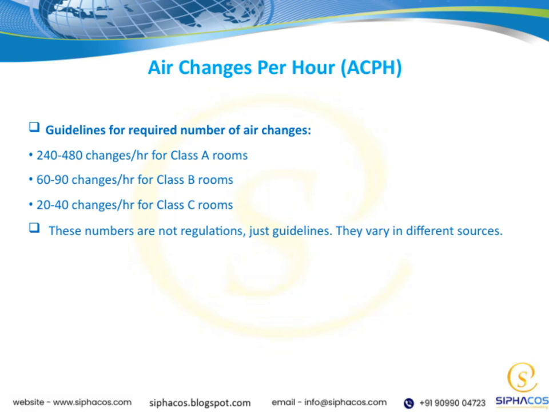These rooms still require good ventilation, but not at the same intensity as Class A, and for Class C rooms, the recommended air changes are even lower, around 20 to 40 per hour. It's important to remember that these numbers are just guidelines, not strict regulations. They can vary depending on different sources and specific circumstances.